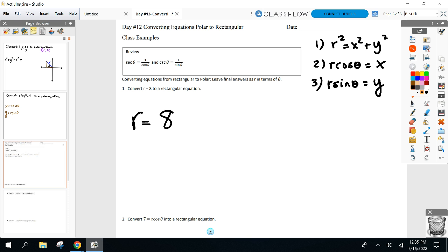First question I have for you. Any of these substitutions that I can automatically plug in? Is anything up there just r equals? No. So I can't substitute in right now. But can I make it look like r squared? Can you do something to it algebraically that makes it look like r squared? What can you do to both sides? All right, square it.